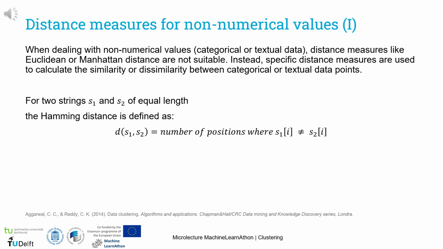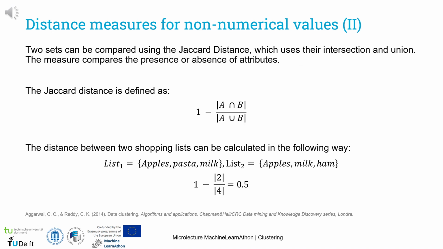For non-numerical data, you could use the Hamming distance, which measures the points where, for example, two strings are not equal. So the more similar they are, obviously the lower the distance is between them. If you want to compare two sets with each other, you can use the Jaccard distance. Then you have to consider the intersection and the union of these two sets. The formula is 1 minus the absolute value of the intersection divided by the absolute value of the union.